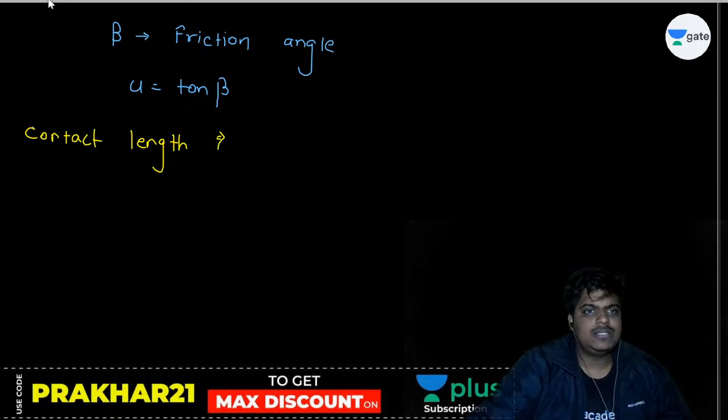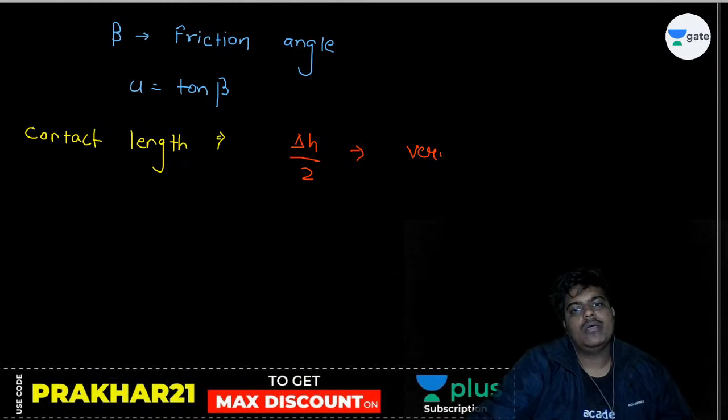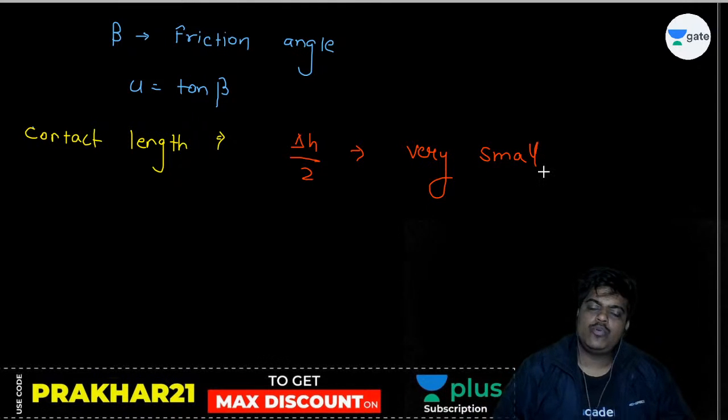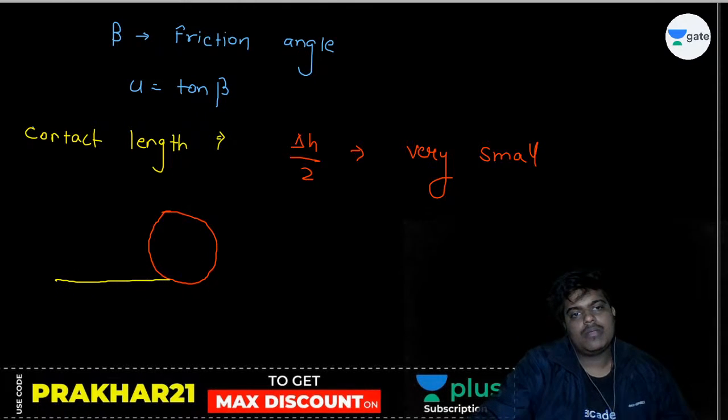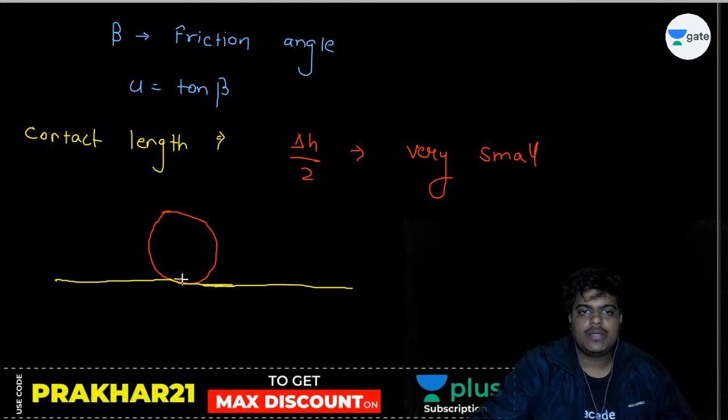Sometimes what happens, del h by 2 becomes very small. If del h by 2 becomes very small, for example, देखो ये, suppose this is the role. This is the reduction, very small reduction is there.